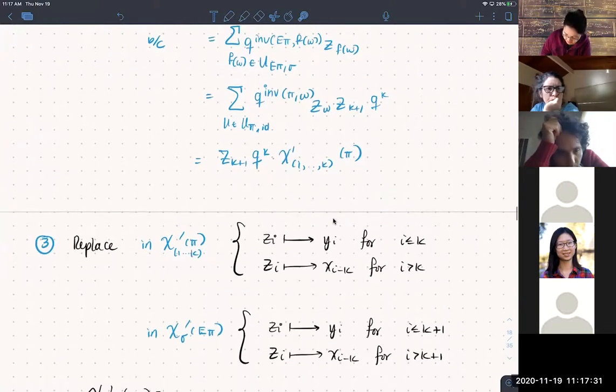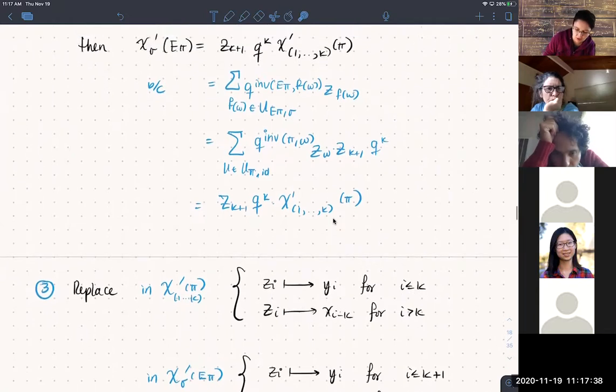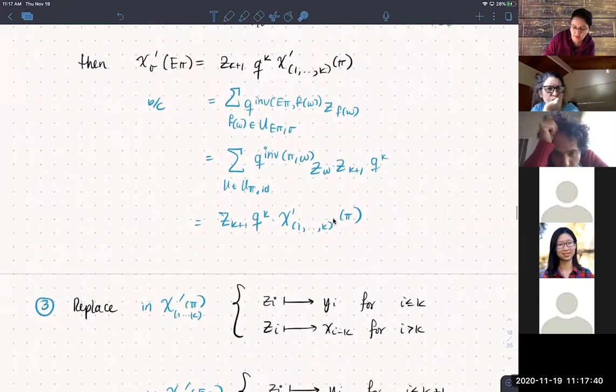We're going to do the exact same thing, except instead of cutting off at k, we're going to cut off at k plus 1, right? But same idea. So we're substituting variables here and here, zi's for yi's and zi's for xi's, basically, depending on k or k plus 1.